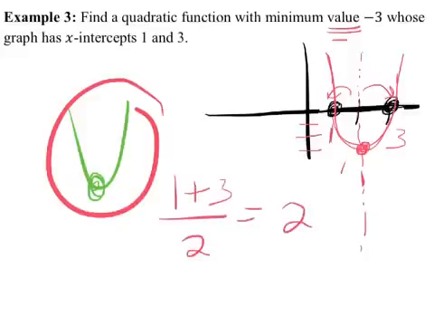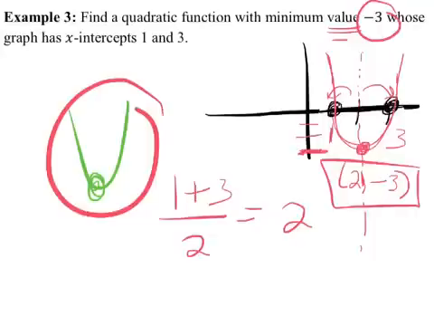So this point here is really 2, comma, and remember the value is negative 3. That's this y-coordinate right here. So it's 2, negative 3 for the vertex. So we could do this problem two ways. We can go to vertex form, or we can use what's called root form.